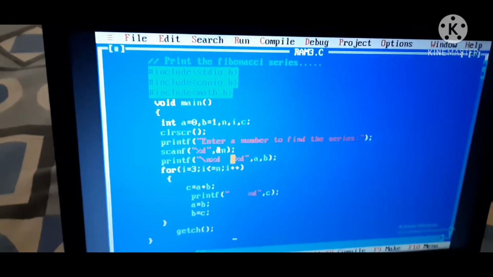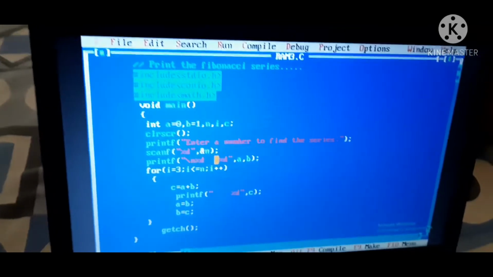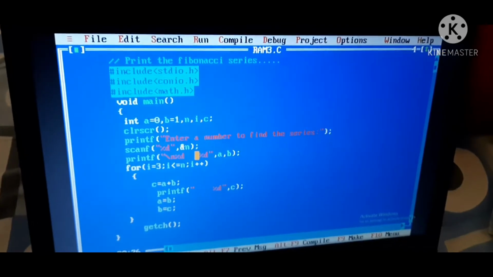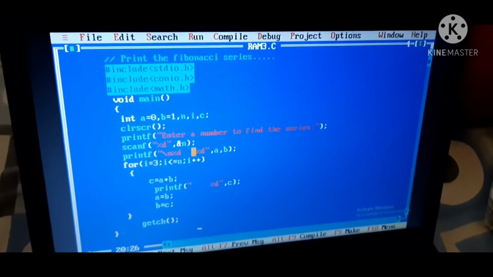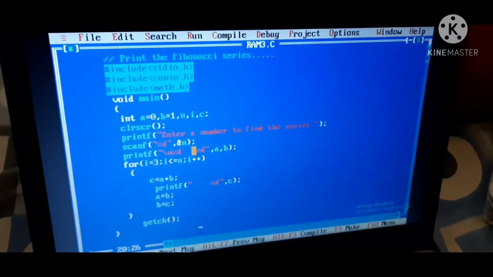Today I am going to share with you the program to find the Fibonacci series. So firstly understand what is the Fibonacci series, and after that we discuss the logic behind the Fibonacci series. So let's start with the definition. What is the definition of the Fibonacci series?